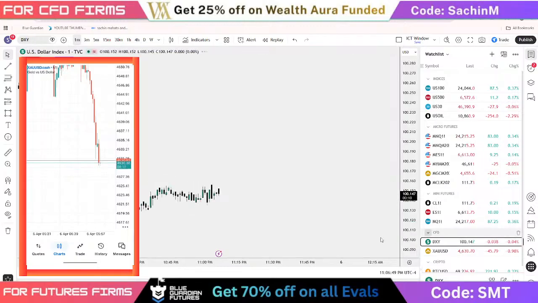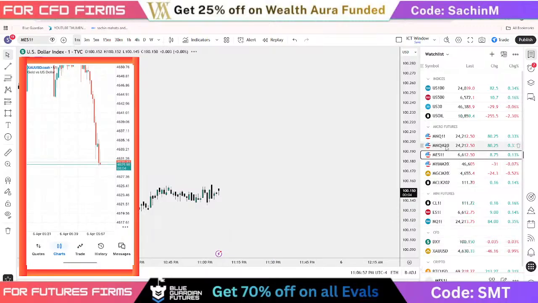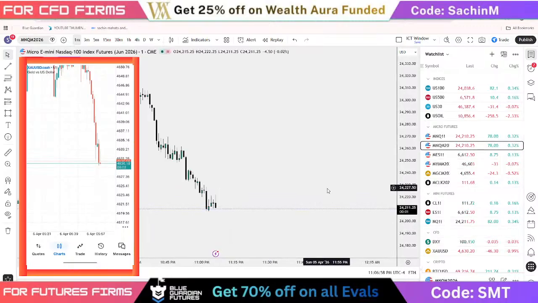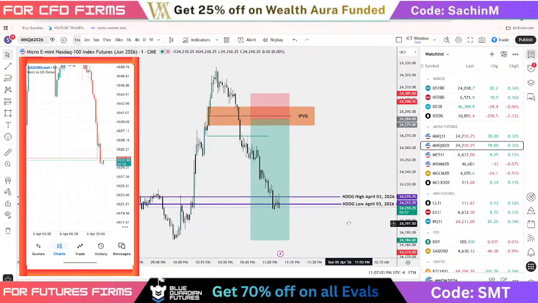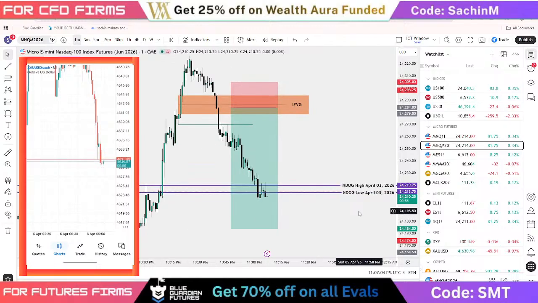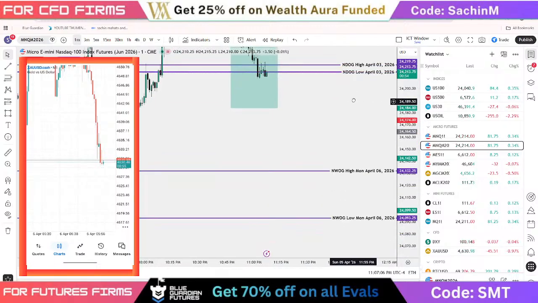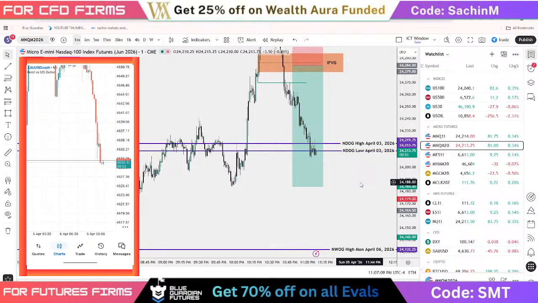Let's look at Dixie. The Dixie is also trying to recover as well. Let's go back to MNQ. The MNQ is coming down. It has nearly touched our TP. I think it will swipe out all this liquidity today if the market wants to expand in the lower direction.